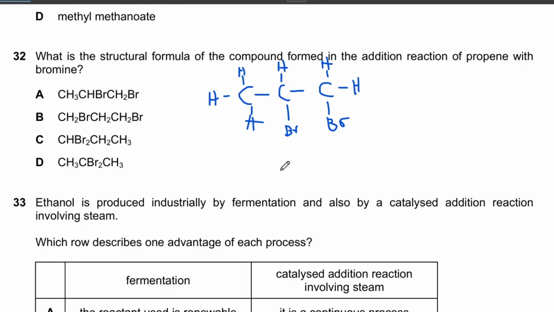So now, in order to write the structural formula, we just follow the displayed formula. So this is CH3, and we have CHBr, and then we have CH2Br. So therefore, our answer is A.